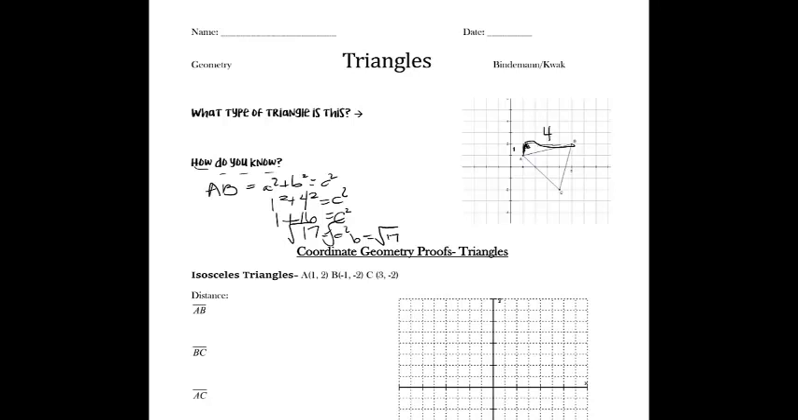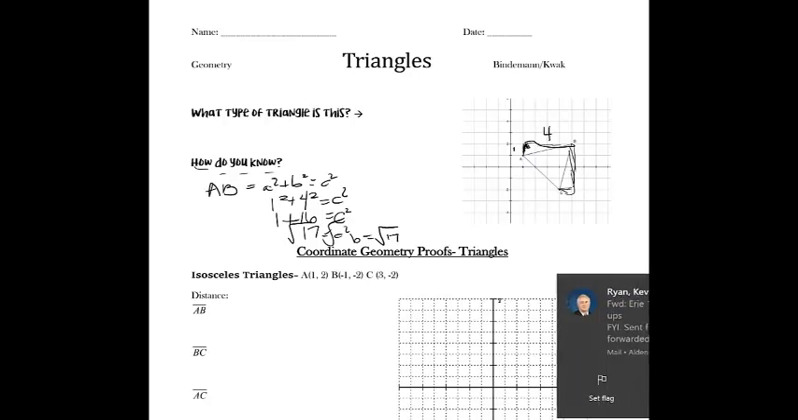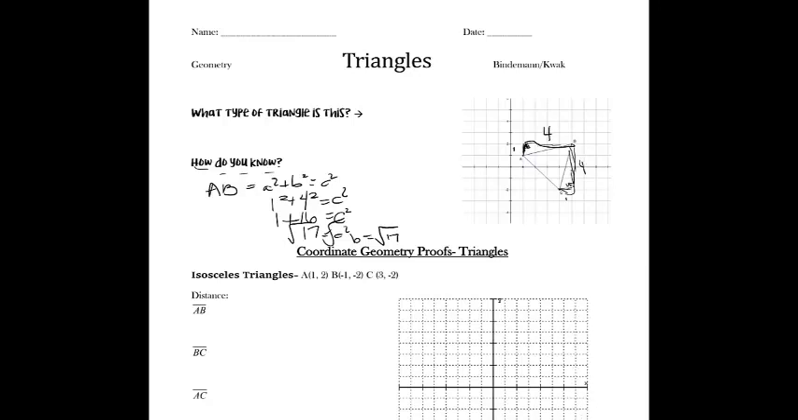So if I look at the other sides here, I can get another 1 and 4 right over here. On this triangle, there's 4 spaces down, 1 space over. So that side is also going to be radical 17. I'm going to put a little annotation over here, maybe BC is equal to AB, and they're both equal to radical 17.